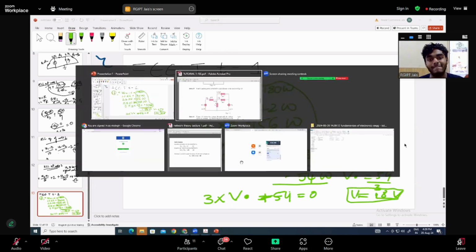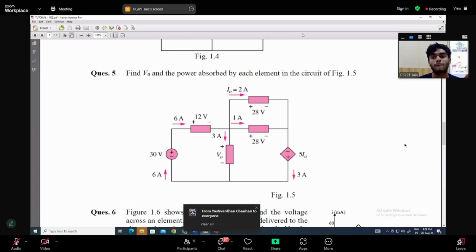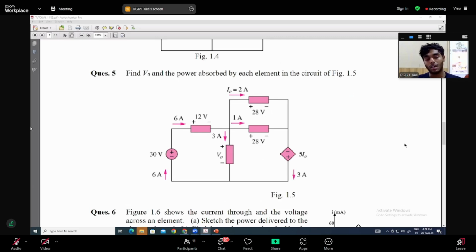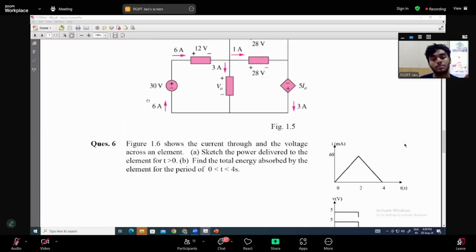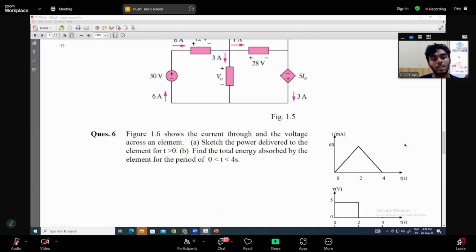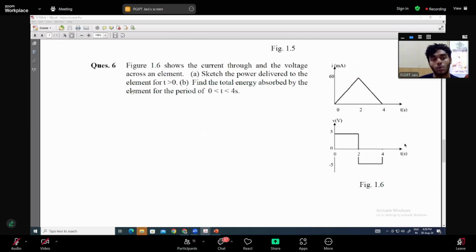Is it clear? Clear. Okay. So the only law we have to follow is that the sum of all the powers inside a circuit is equals to 0. I will move on to 6th question. This is a bit interesting question. You have to draw a graph for power, and then you have to find the total energy and all this.